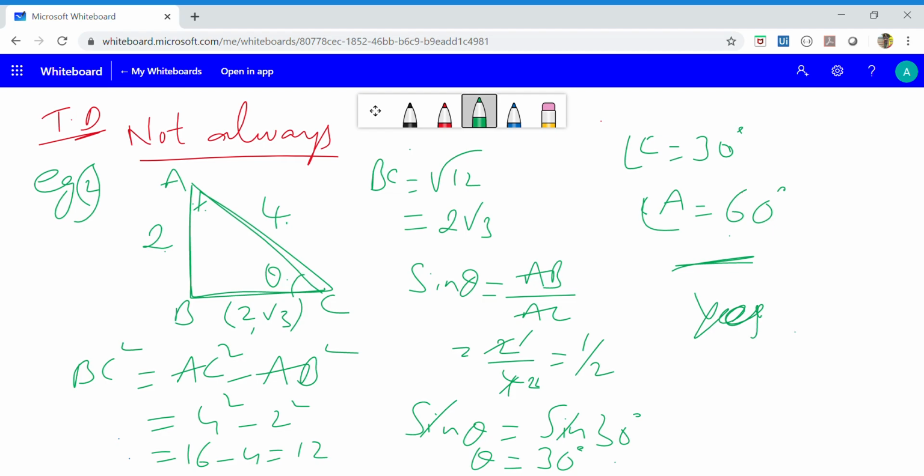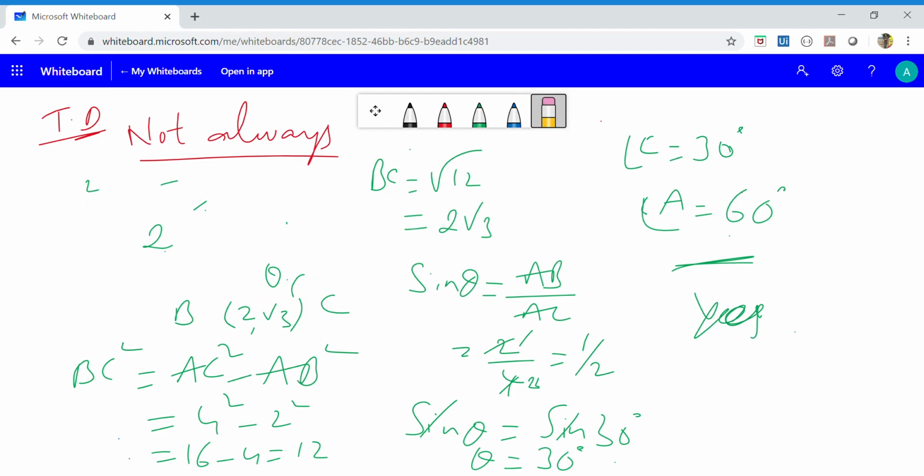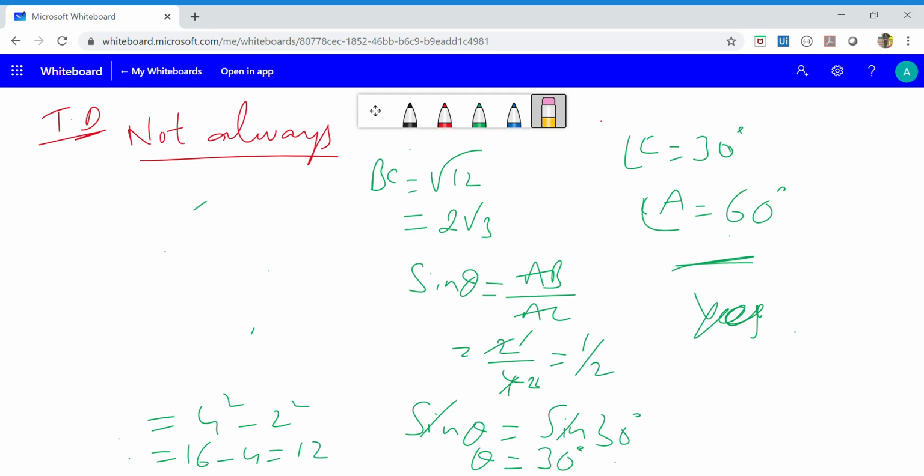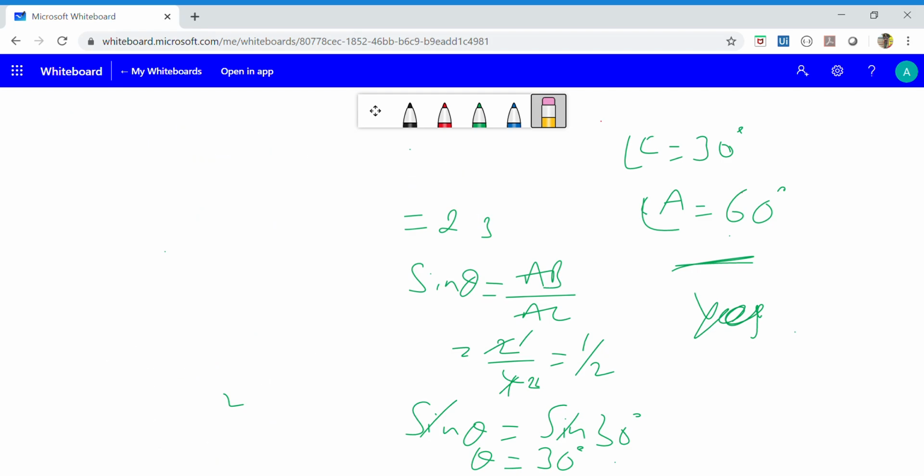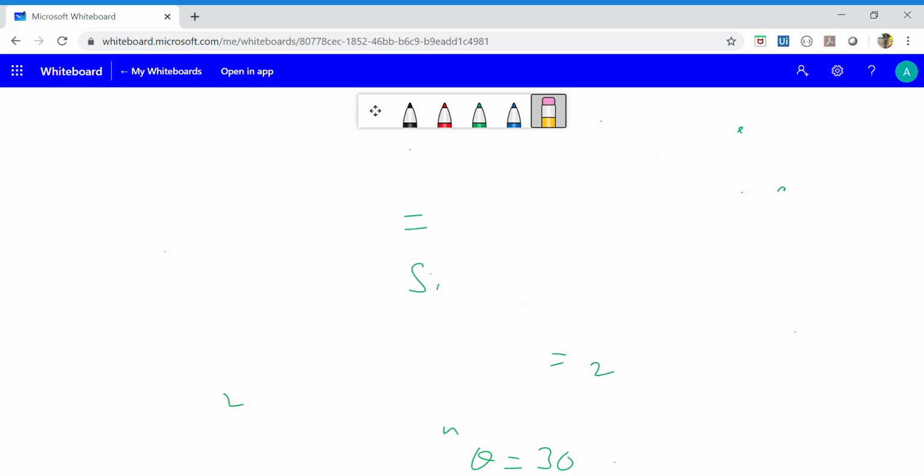So that's why the answer to the question is not always. We can find out in some cases and we cannot find out in some cases. Next, example 7 also, the important model it is. Next, exercise 11.2, exercise fifth one, third one.